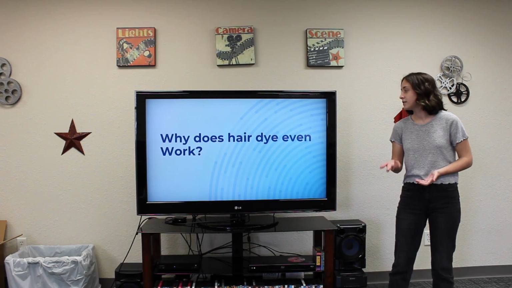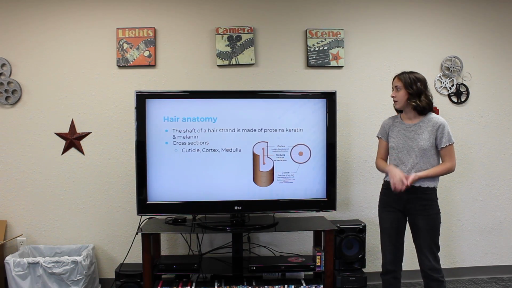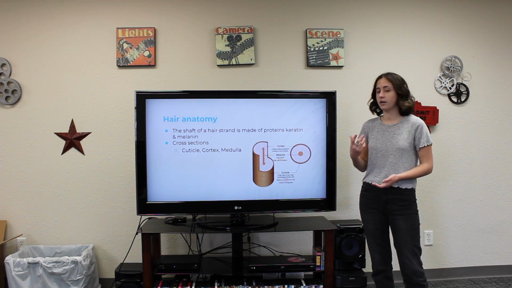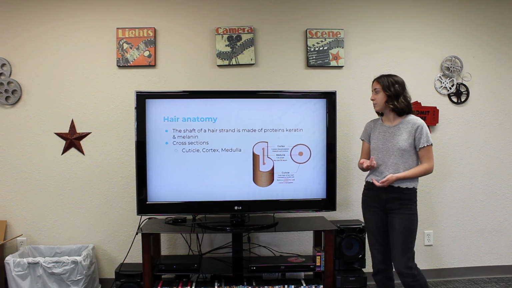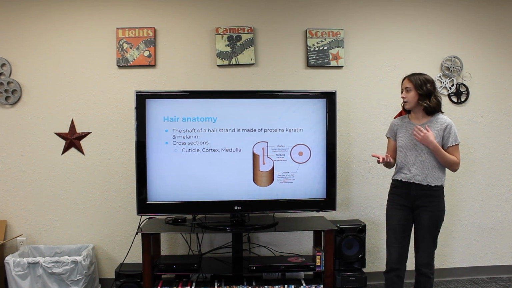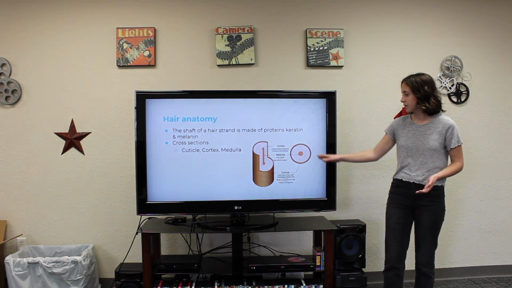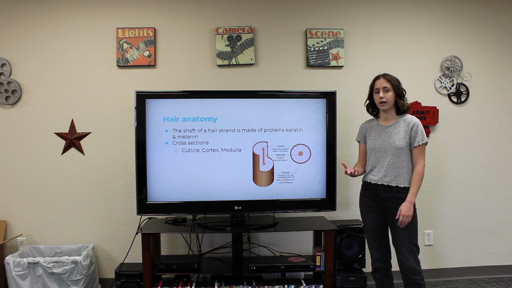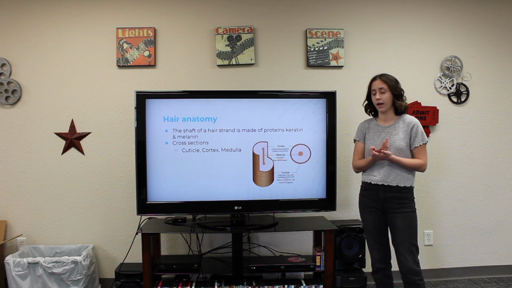Okay, so why does hair dye even work? First, to discuss this, we need to start with the hair anatomy. The shaft of the hair strand is the part that is outside of your scalp, and it contains keratin and melanin. Looking at the cross-section here, the outermost layer is called the cuticle, which is the protective layer around the hair strand and contains all the keratin.